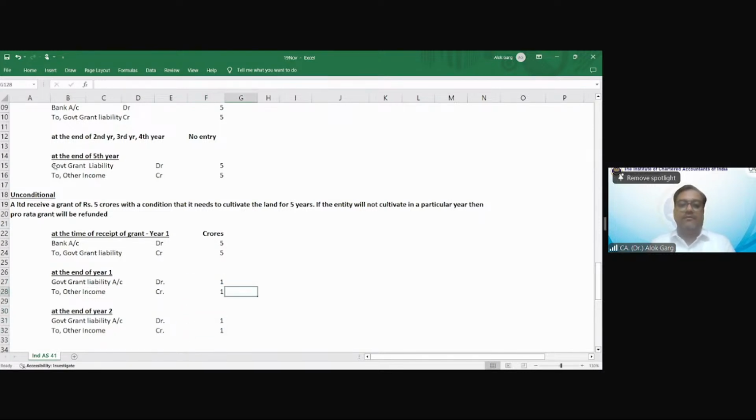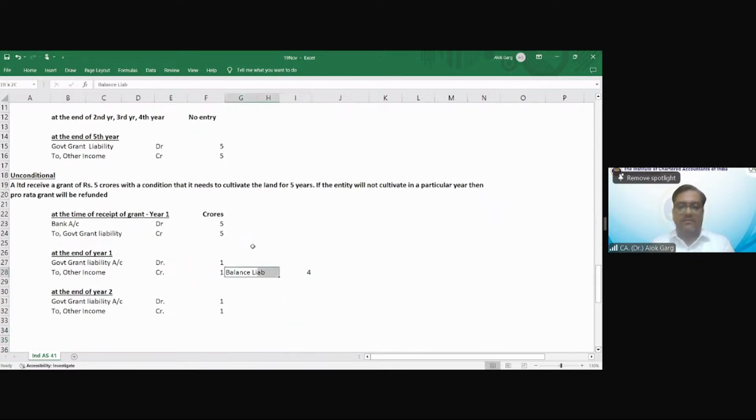What is the balance liability? What is the balance liability at the end of the first year? 5 minus 1. What is the balance liability at the end of the second year? 4 minus 1.